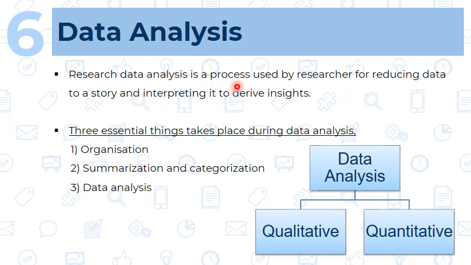Now we cannot directly jump to the data analysis after the data collection, because whatever data we have collected is in random form. That's why three essential things take place during the data analysis. First is the organization. Means we are going to organize the data collected, and then we are going to make its summarization and categorization. Means we are going to distribute it according to the various categories, and make its proper summarization, and after that we can reach the conclusion about what kind of analysis we can make from the available data.